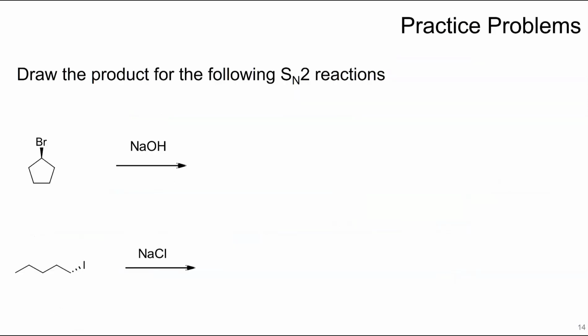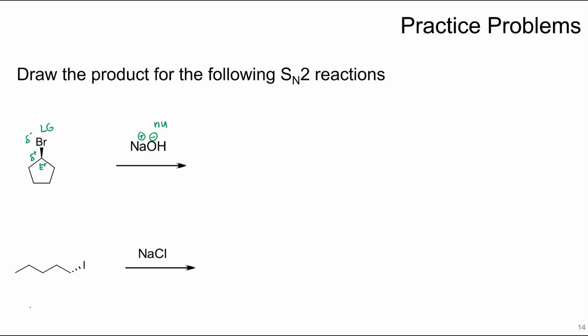Draw the product for the following SN2 reactions. A couple of things that I'm going to do when we're going through these reactions the first couple times is I'm going to look for the nucleophile, look for the electrophile, and then also look for the leaving group. So this is my nucleophile. If this is positive sodium, this is negative. So this is my nucleophile. Bromine is partially negative, so the carbon attached to it is partially positive. This is my electrophile. And bromine is the leaving group.